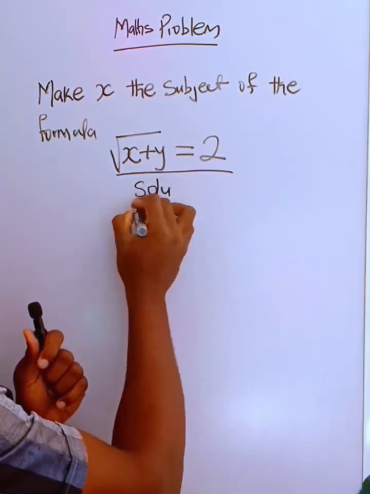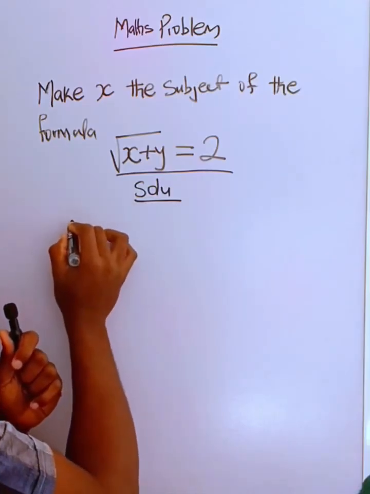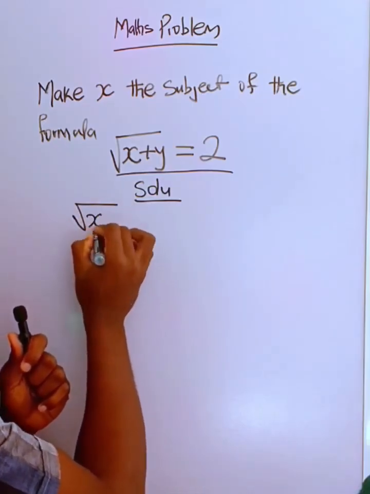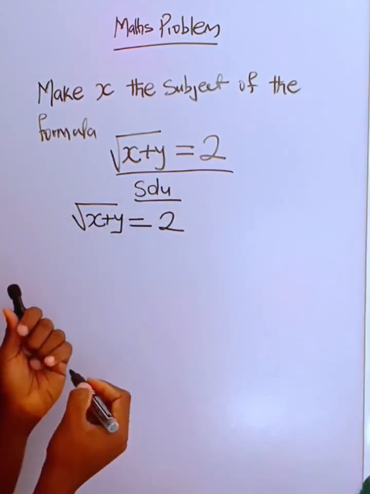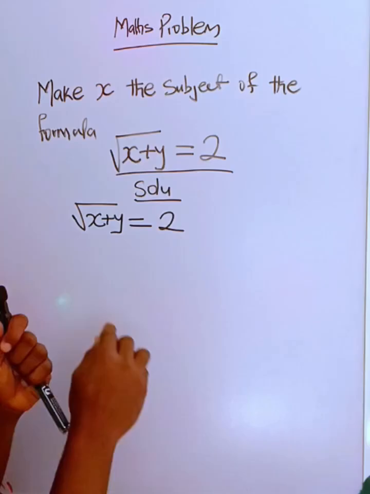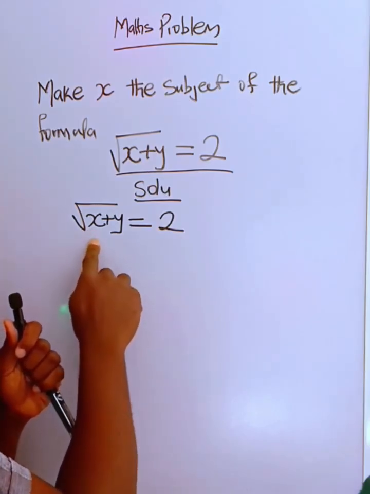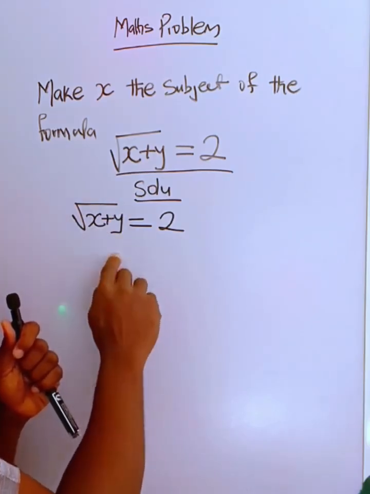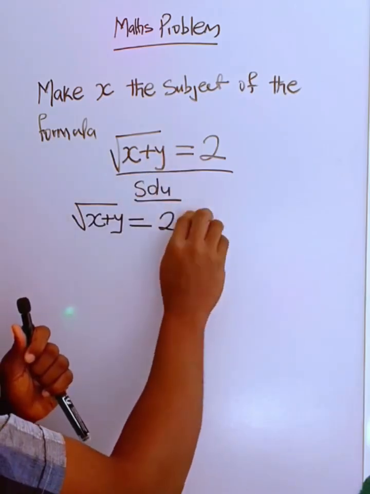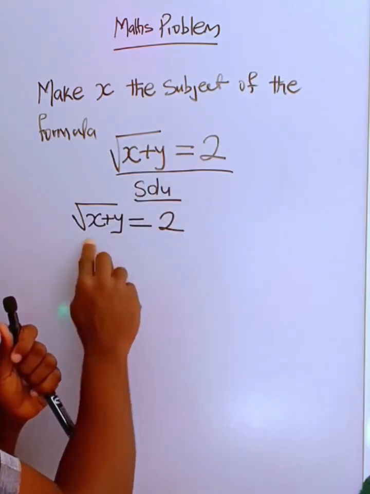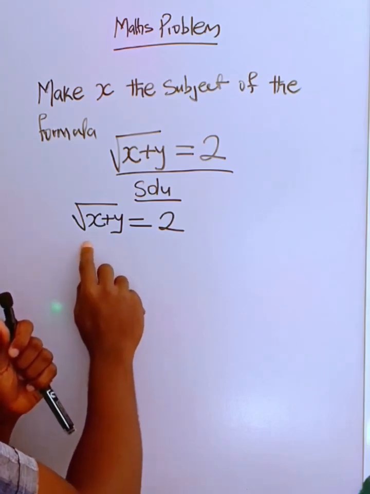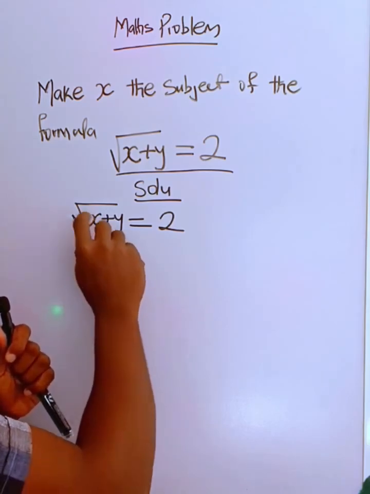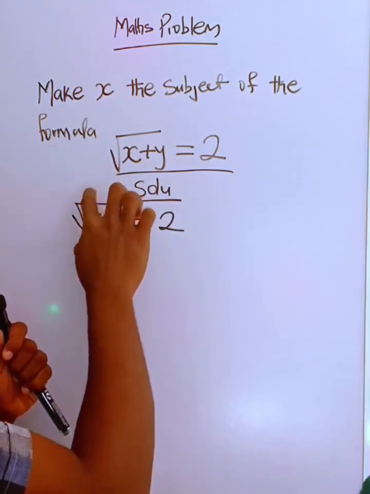Solution. We write the question, root x plus y equals 2. Now, we are asked to make x the subject of formula such that every other thing will go to the right hand side of this equation except x. But there is a root here, this square root. We can't just pull x without taking care of this.